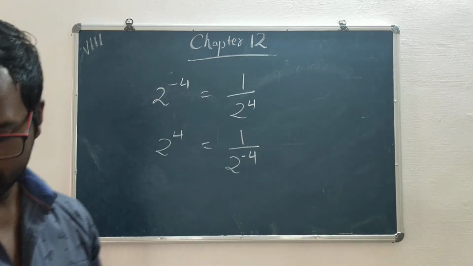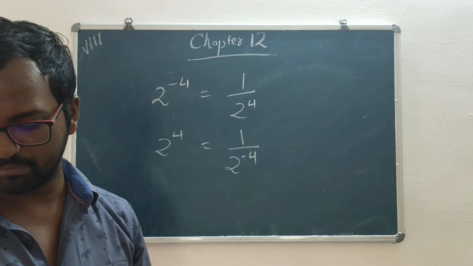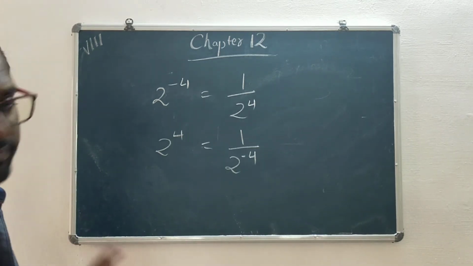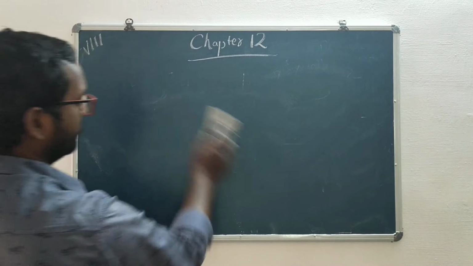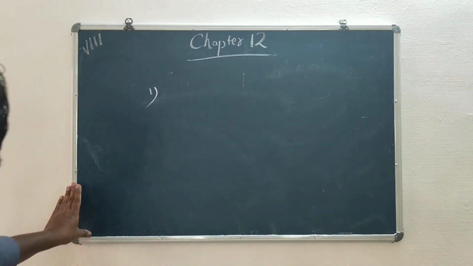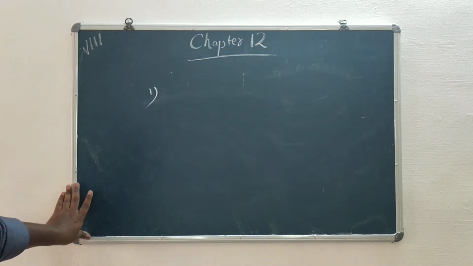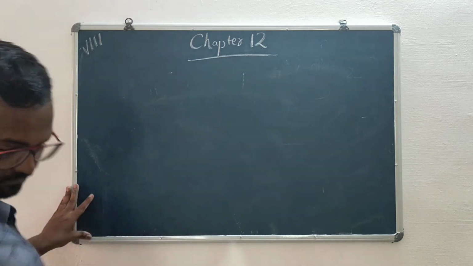Okay, so on this page number 194, some questions are given. Find the multiplicative inverse of the following. I will solve 1 or 2 questions for you. I will do the third one.